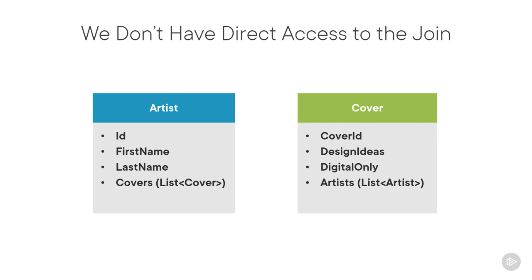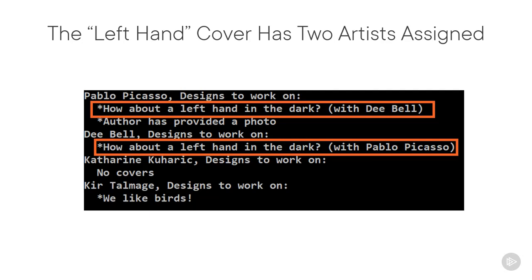And again, because each end is equal in the relationship, neither one is principal or dependent, it doesn't matter which end you focus on. You may recall that we assigned two artists, Dee and Pablo, to work on one of the covers. Well, Pablo has decided that Dee is such a great talent that she won't need his help, so he's going to bow out of working on that cover.